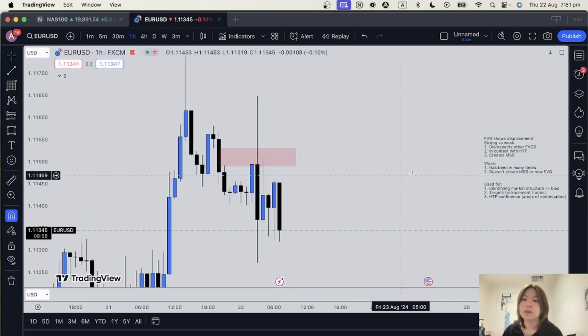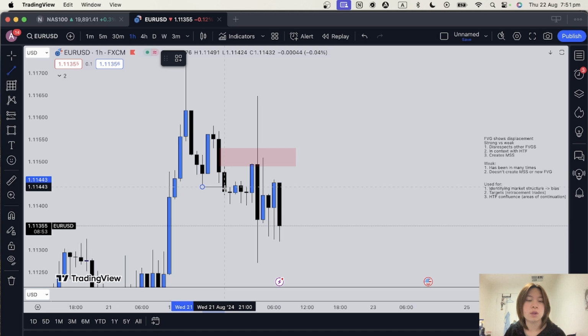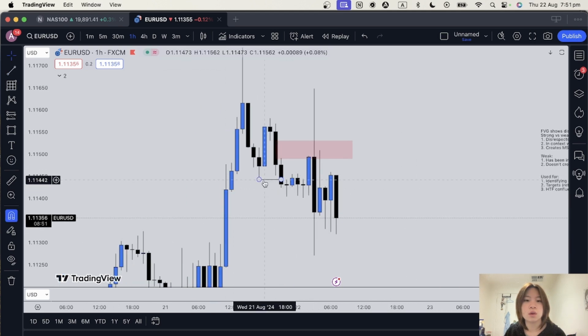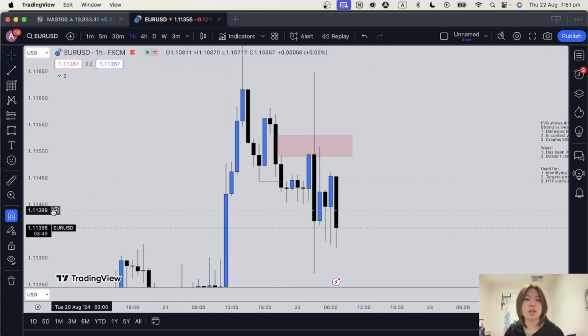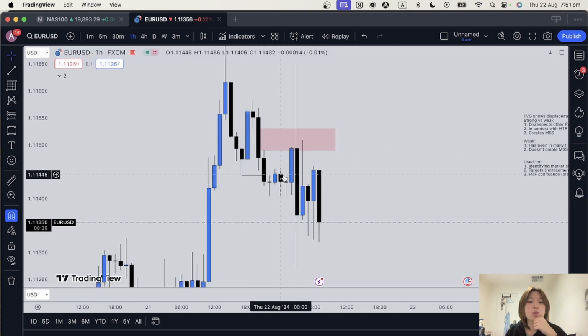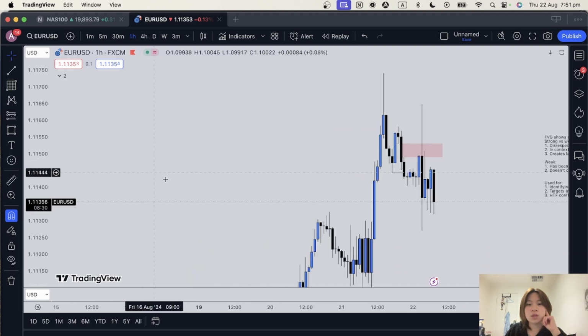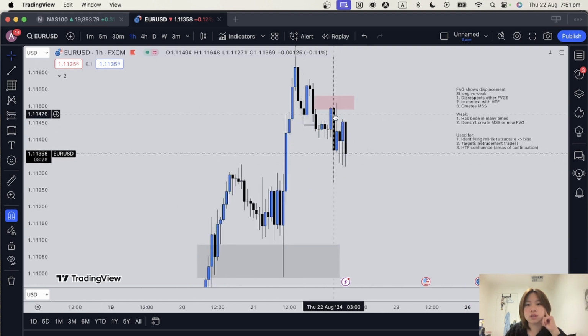And the third one is just that it created a market structure shift here. We can see here this third candle closed below this low, so we have a market structure shift here, and that is why I was bearish today. Now this is a strong bearish fair value gap, so when it retraces into that, we want to see it respect, and that's what happened here as well. We went into it, we respected, and we continued downwards. So that's why personally I was bearish today.